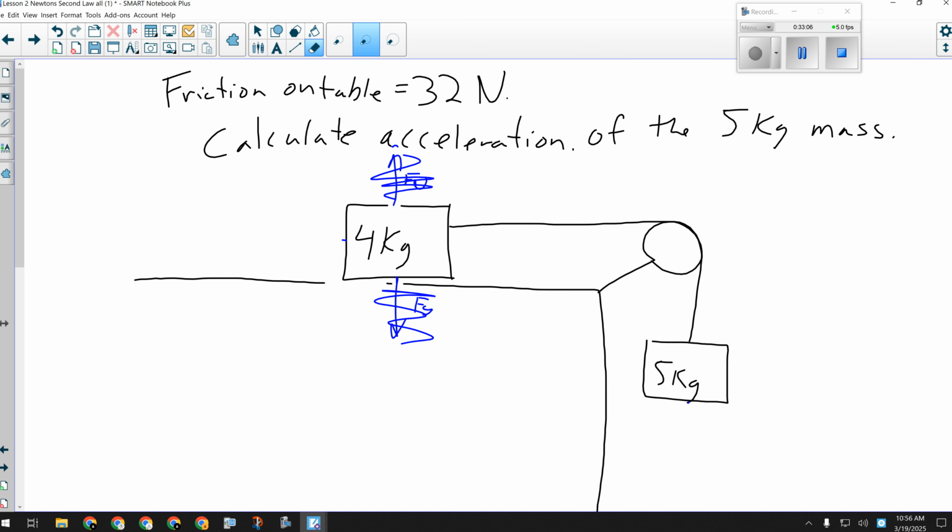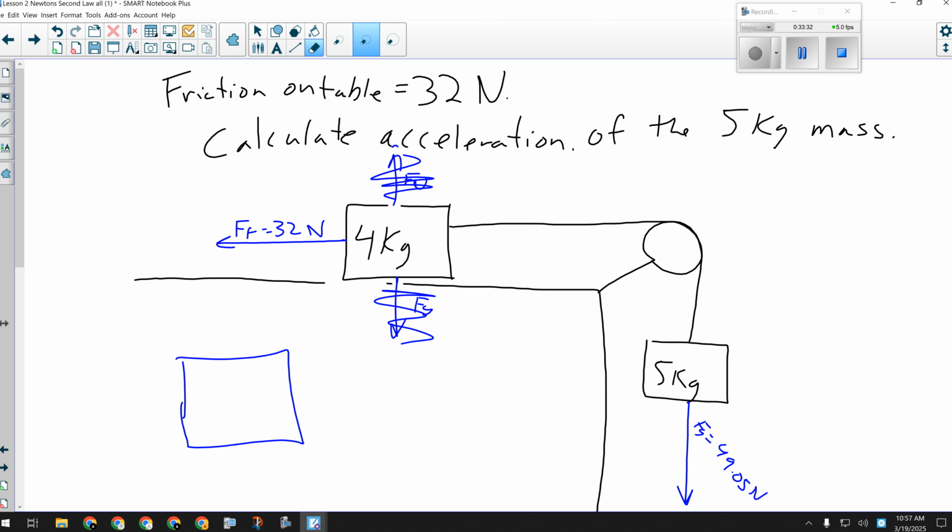The forces that do matter are the force of friction, which always works against you, okay, and the force of gravity. All right, and for this one, that's going to be 49.05 newtons. Okay, so I've got my 2 forces. Can I simplify this diagram? And I should. Okay. This is what throws people off.